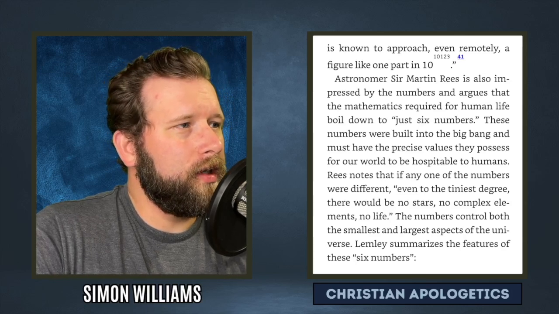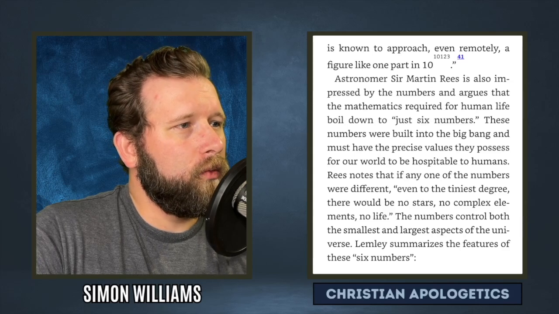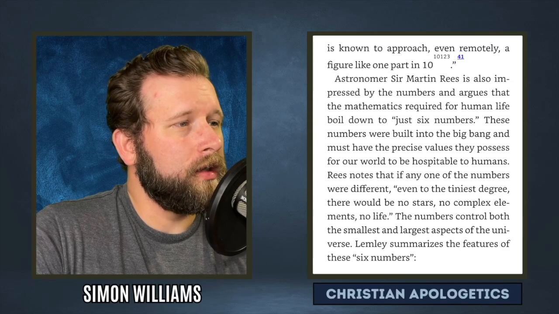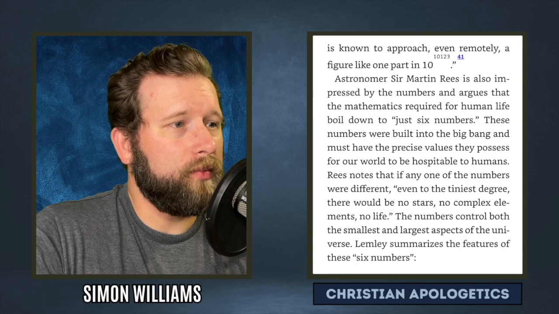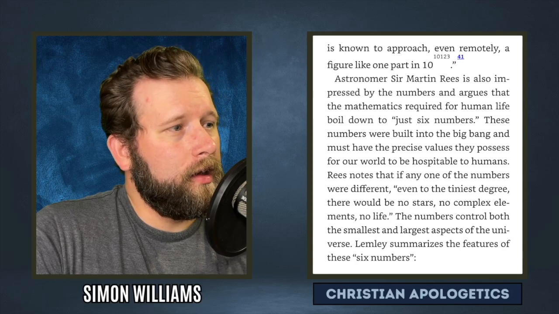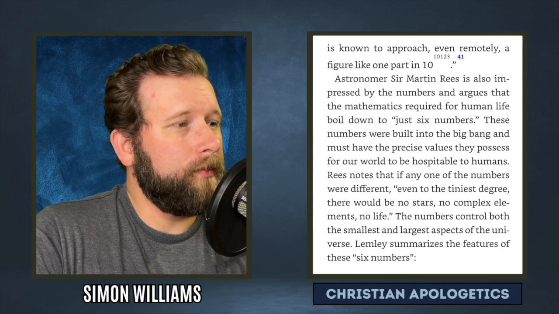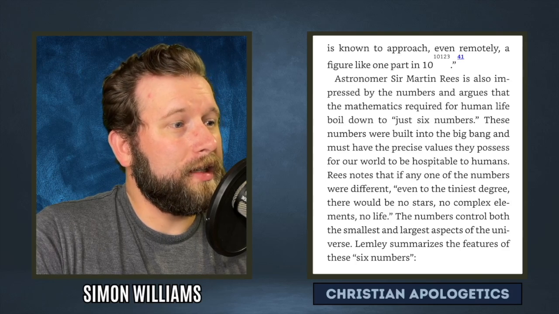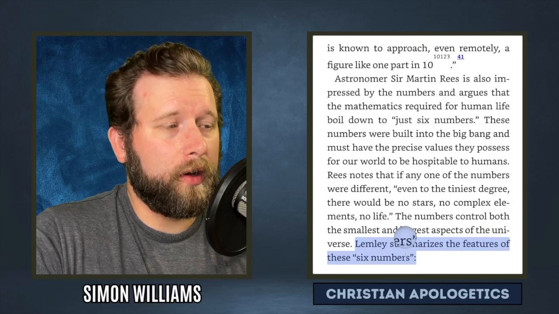These numbers were built into the Big Bang and must have the precise values they possess for our world to be hospitable to humans. Rees notes that if any one of the numbers were different, even to the tiniest degree, there would be no stars, no complex elements, no life. The numbers control both the smallest and largest aspects of the universe. Lemley summarizes the features of these 6 numbers. I think that we should highlight this. These 6 numbers are important for this argument.